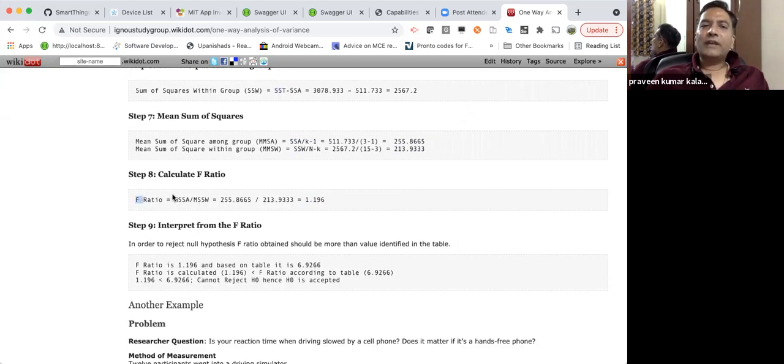And how does the F ratio really come? This is mean of squares among groups divided by mean of squares within groups. As I said, your point of interest is the numerator. The more it is, the better your F value will be. And the lesser you are within groups, the better the F value will be. Right? If the F ratio is big, that is more than whatever the table gives you, then you have all rights to reject the null hypothesis.